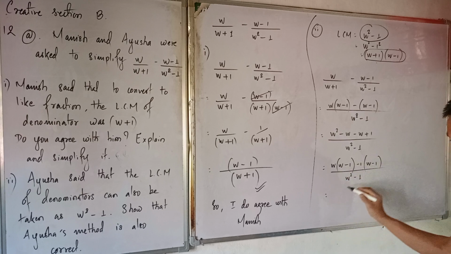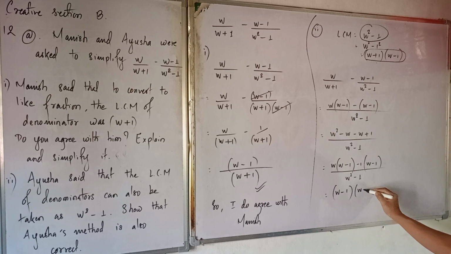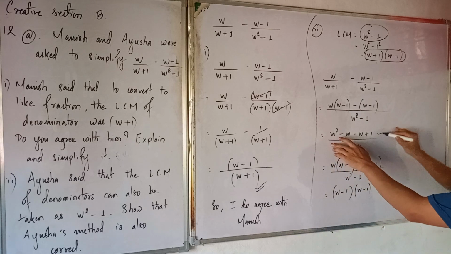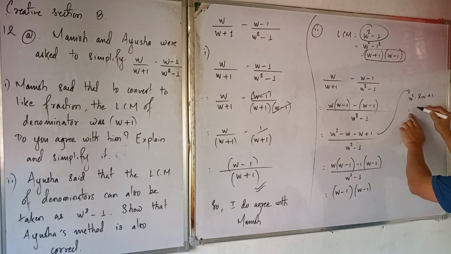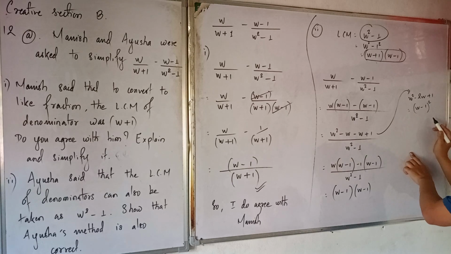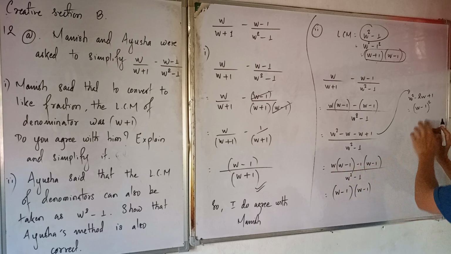Now we can write here w minus 1 over w minus 1. Or you can just write it this way also, w square minus 2w plus 1, which you can write as w minus 1 whole square. Okay, so you can do it either this way or this way. It doesn't matter.